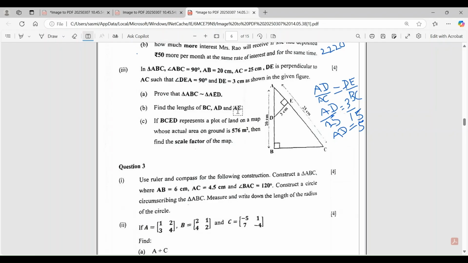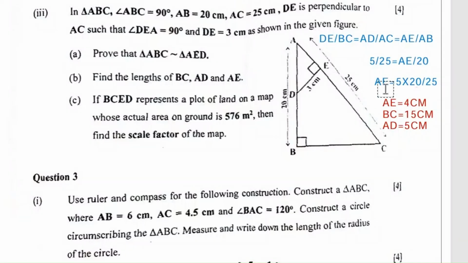Now to find AE. AE is the opposite of angle D, so the opposite of angle C is AB. AD by AC equals AE by AB. AD is 5, AC is 25, AB is 20. So AE equals 5 into 20 divided by 25. So AE equals 4 cm, BC is 15 cm and AD is 5 cm.